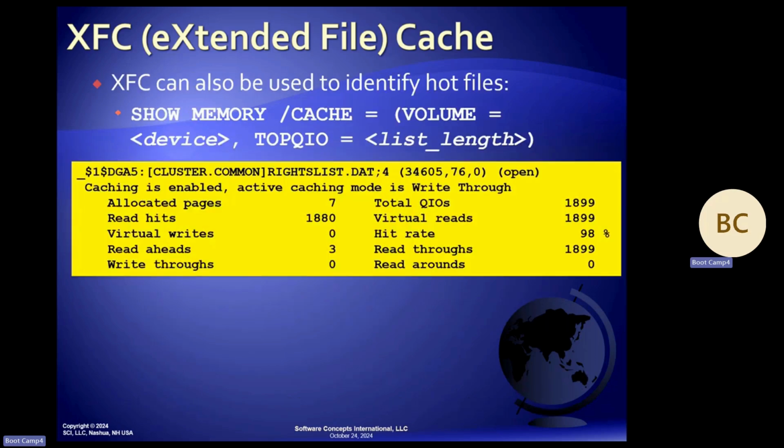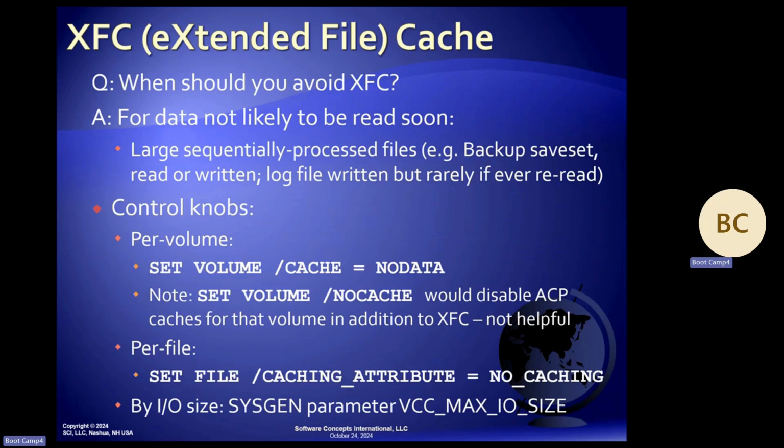What we do is set volume /cache=no data, it dumps out whatever's in there, right? So isn't it better to do the set file caching attribute to control your example, like the save set?